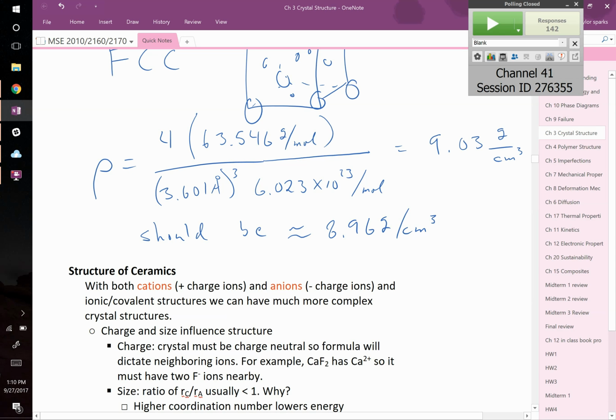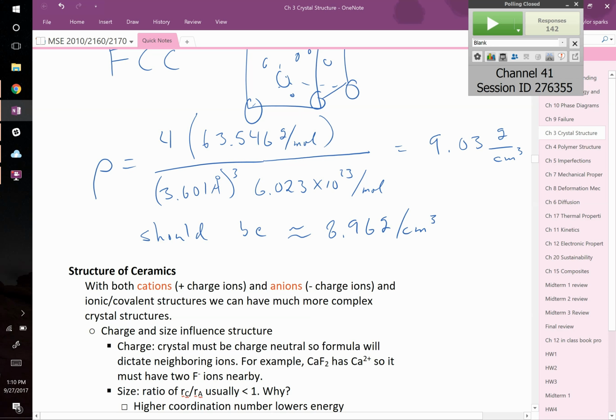Okay. Anybody else getting that? I get 9.03. Somebody else? So it's not bad. This is actually a pretty good estimate. Now let me ask you this. Why is the actual density, it looks like it's maybe 1 or 2% less? Why would the actual density be slightly less than the theoretical density?